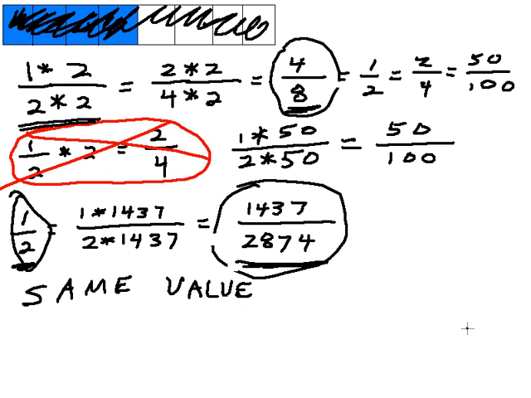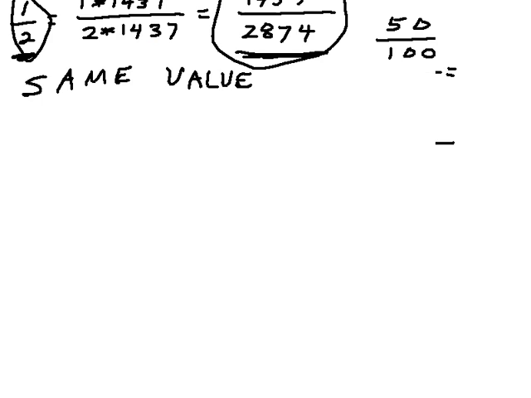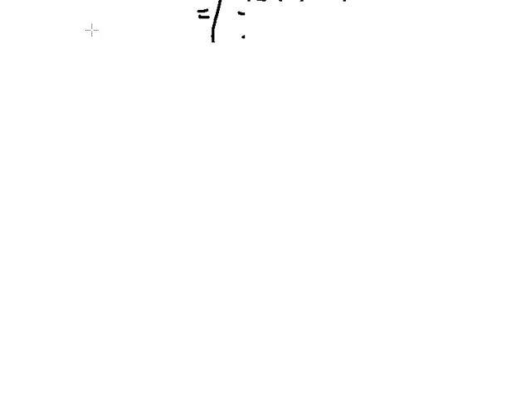Now, the next thing I wanted to get to is division. So let's give myself some more room. 1,437 over 2,874. Now, if multiplication works, then division ought to work.